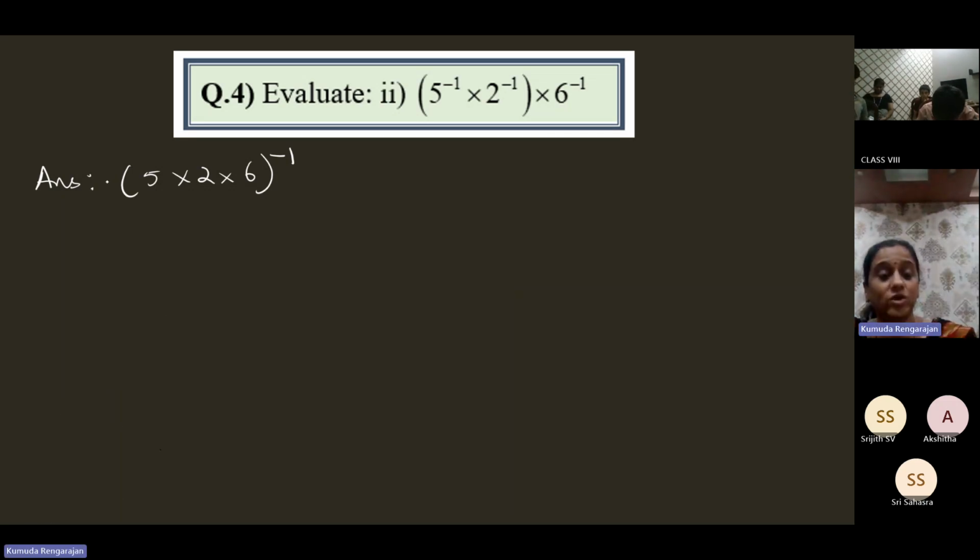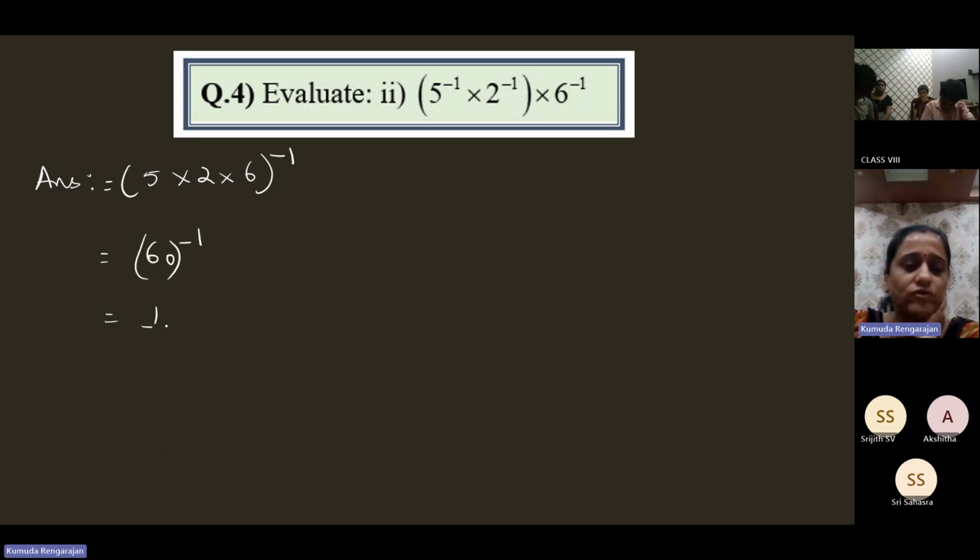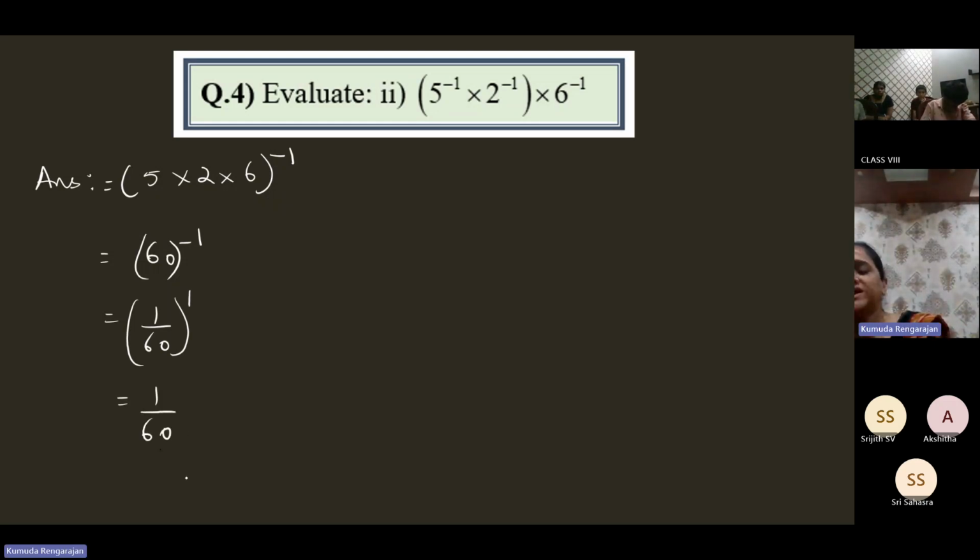Bases are different, but the power is the same everywhere. And it's also multiplication. So multiply all the bases and raise it to the same power. So it is 60 to the power minus 1. Reciprocal of the base, negative of the power, 1 by 60. We should always write equivalent only. Reciprocal is only if you have to write the reciprocal, or if it's a division sign, then you should write the reciprocal of this one.